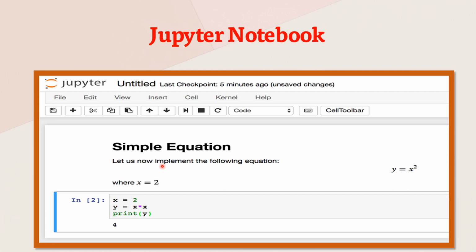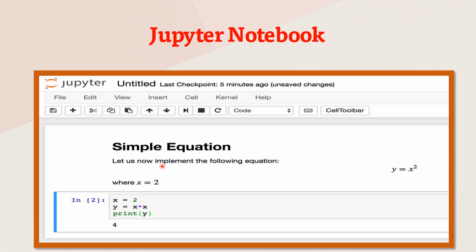Imagine you are a data analyst working for a financial service company and you have been tasked with analyzing customer transaction data to identify patterns and trends. So using the Jupyter Notebook, you can write code in the Python programming language to read the transaction data, perform various statistical analysis, and then visualize the results using graphs and charts. So this Jupyter Notebook will allow you to write the narrative text describing your analysis alongside the code, making it easy to explain your methods and findings to stakeholders.